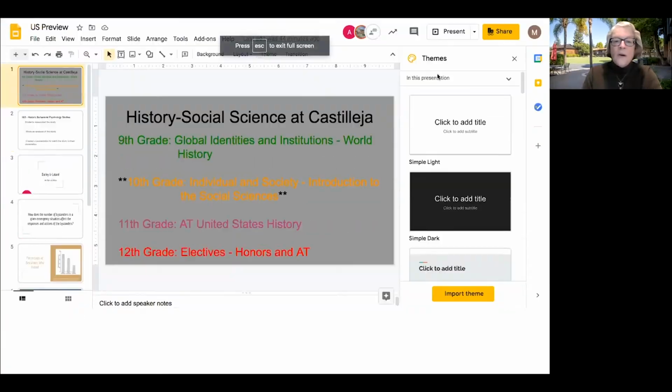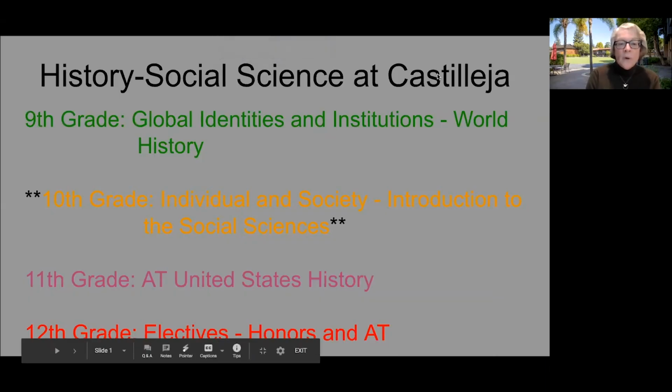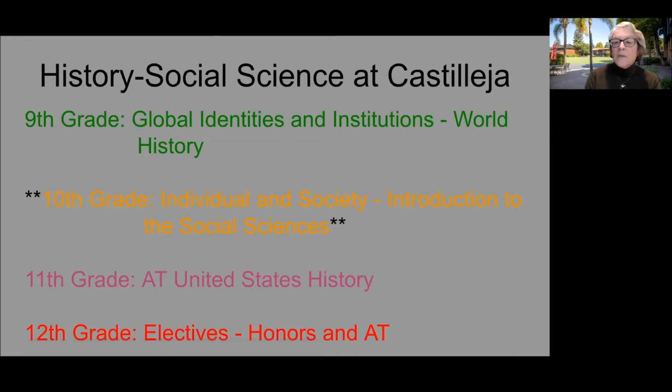Okay, so as I said, this is the History Social Science Department. We have 4 grades in the upper school. 9th grade, the students have a world history course called Global Identities and Institutions. This course is not just a world history course, but it's also a course that establishes a lot of skills that students are going to need in their history social science courses at Castilleja going forward.